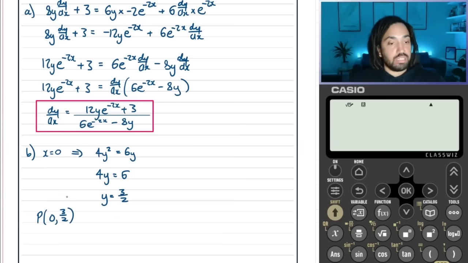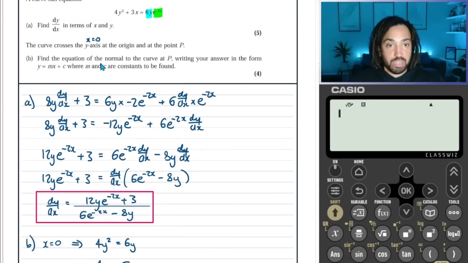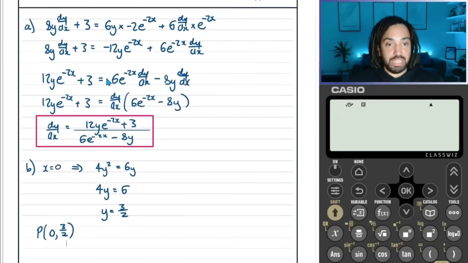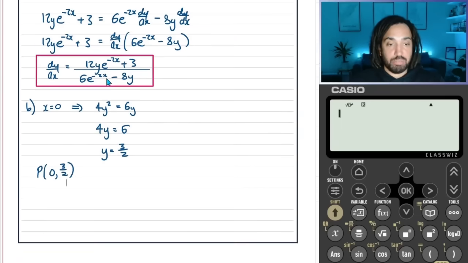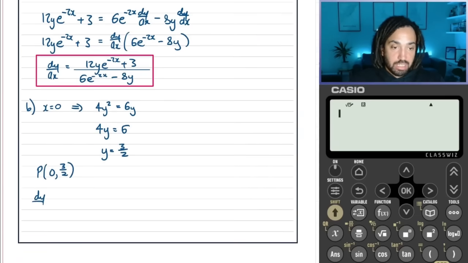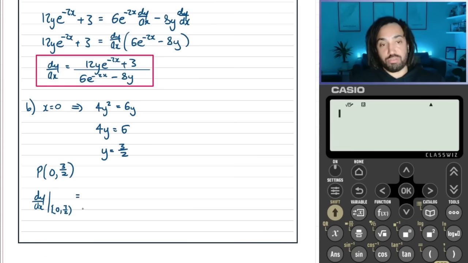Okay, great. So now we've been asked to work out the equation of the normal at P. So we need to find dy by dx at P. So dy by dx at the point 0, 3 over 2 means I need to just sub in x is 0 and y is 3 over 2 into dy by dx.